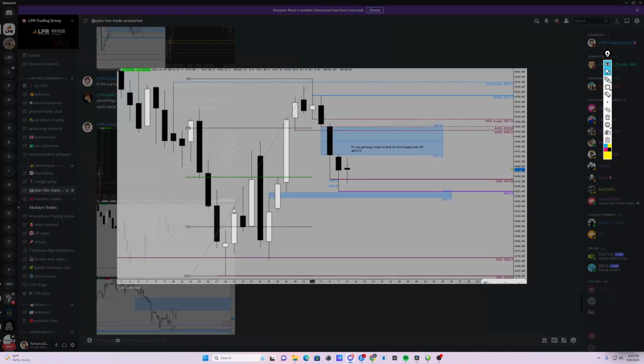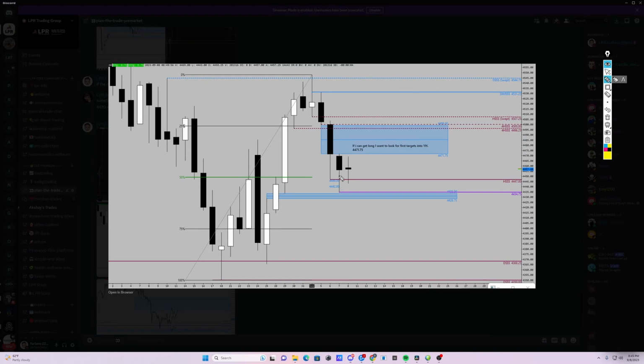Our next chart sort of says the same thing, but it's on just a daily candlestick chart. We've got this fair value gap here on the daily. We've got this high from yesterday. If we can get long somewhere here, I want to look for targets of yesterday's high, which is going to be the start of this fair value gap.